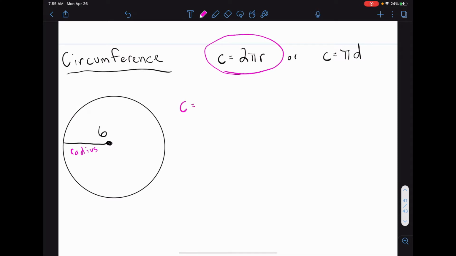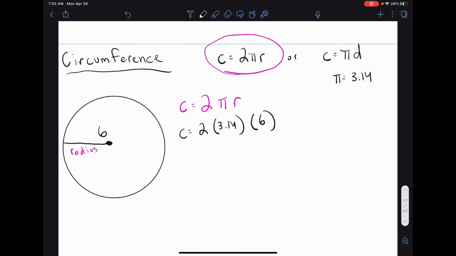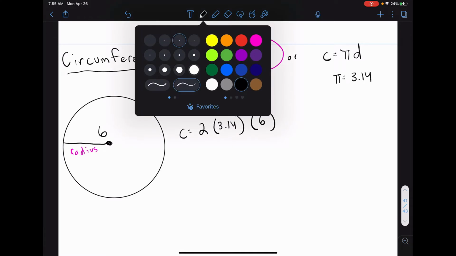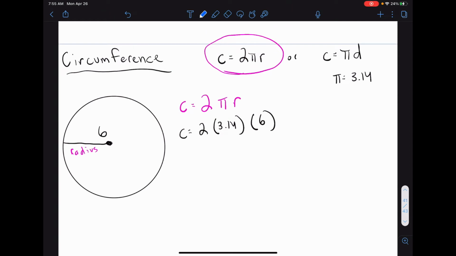So C equals 2 pi r. Remember, pi is always 3.14. And what is my radius? My radius is 6. Mi radio es 6. And I just multiply. So let me multiply the easy numbers first, los números más fáciles. 6 times 2 is 12. And then multiply the rest. Se multiplica lo demás.